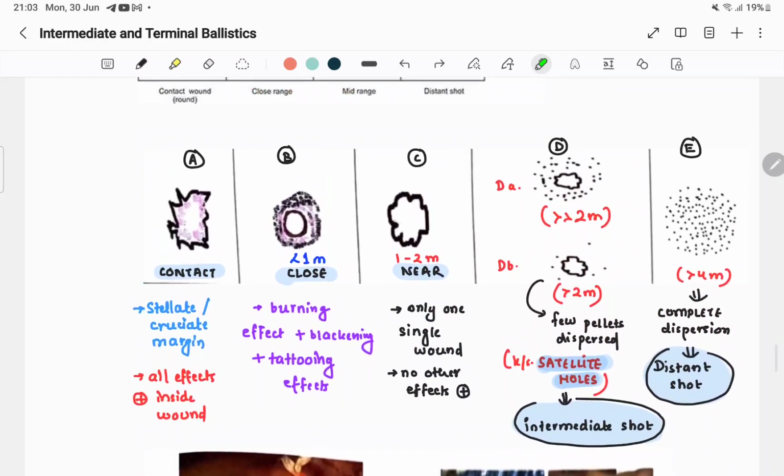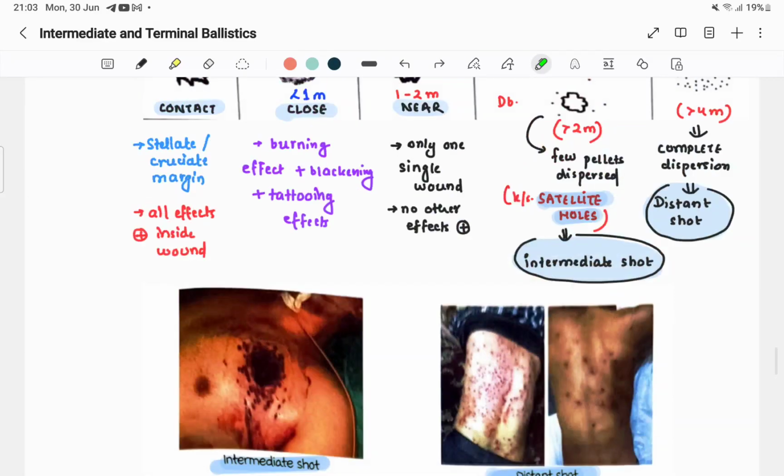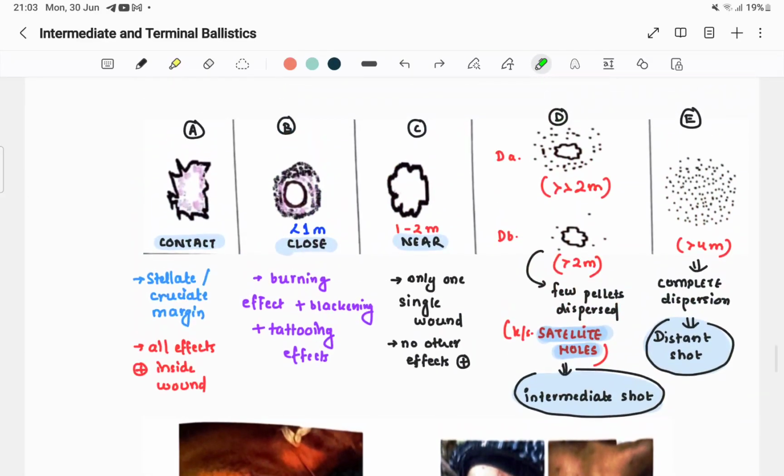So let's discuss the characteristics of the gunshot injuries produced by this. Contact shot will have stellate margins, like the contact shot in rifle also. All effects are present inside the wound: the blackening, tattooing, singeing. Close shot will have only burning, blackening and tattooing effect. Near shot, only one single wound will be there, no effects at all.